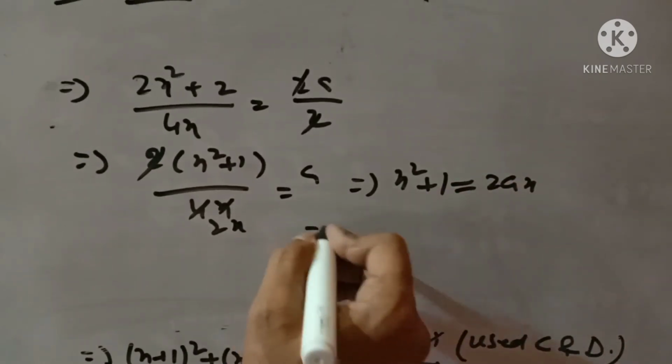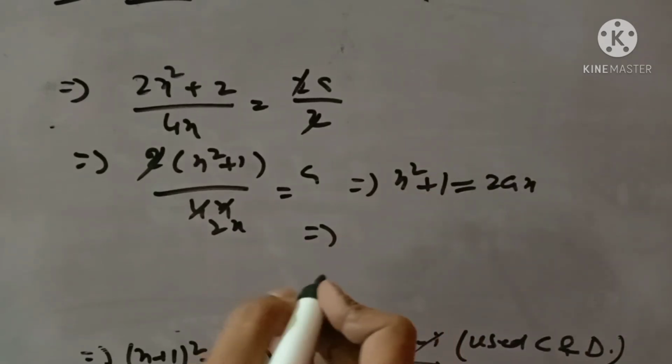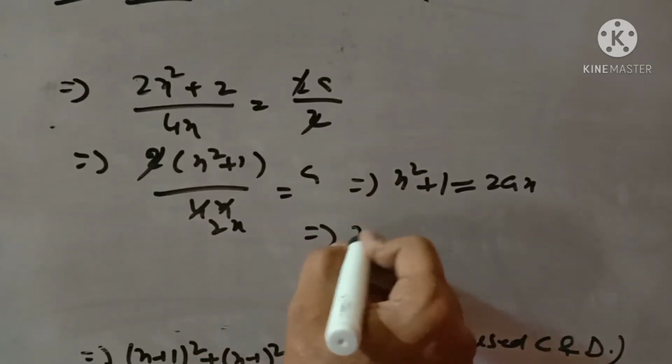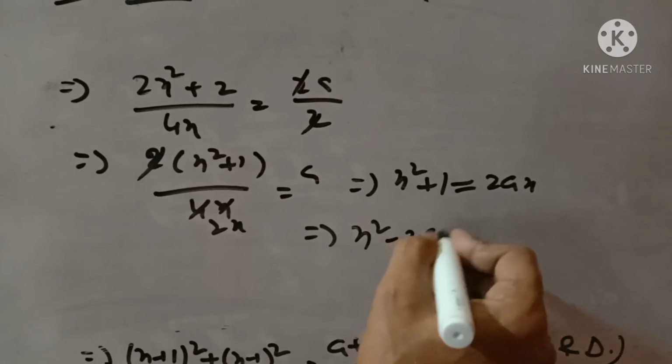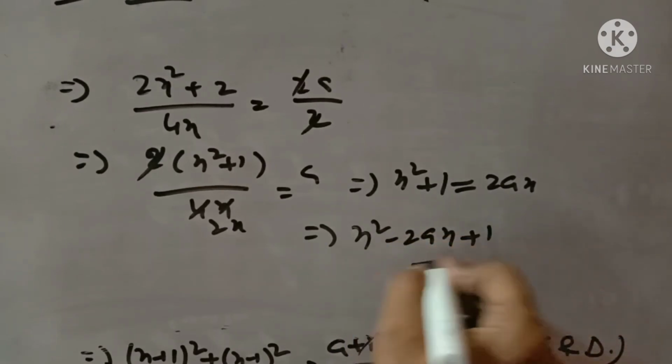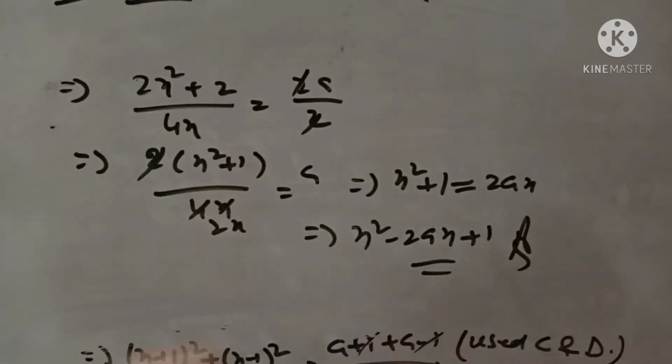This implies that I can write 2ax taking this side. So it will come what? x square minus 2ax plus 1. This is our required answer, means we have to prove this part. So we have proved, we have to show. So write down please.